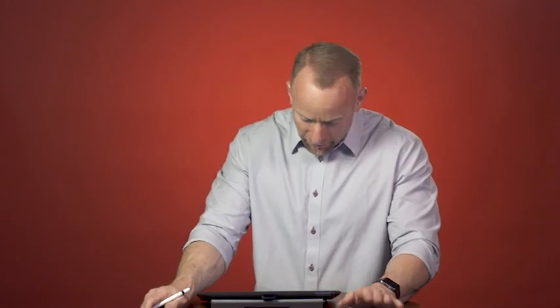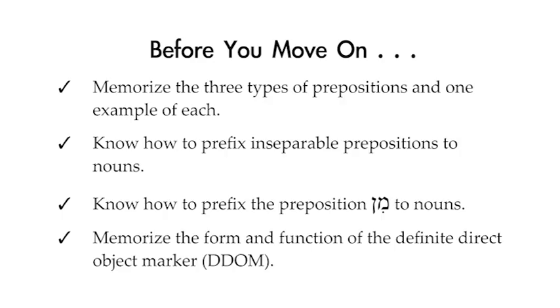That brings us to the conclusion of this chapter. And so before you move on, what should you do? First, memorize the fact that there are three types of prepositions, and then you should memorize one good example of each just to cement that in your mind. Secondly, know how to prefix inseparable prepositions to nouns. It's important to know your spelling options, and it's important to know the rules behind those options.